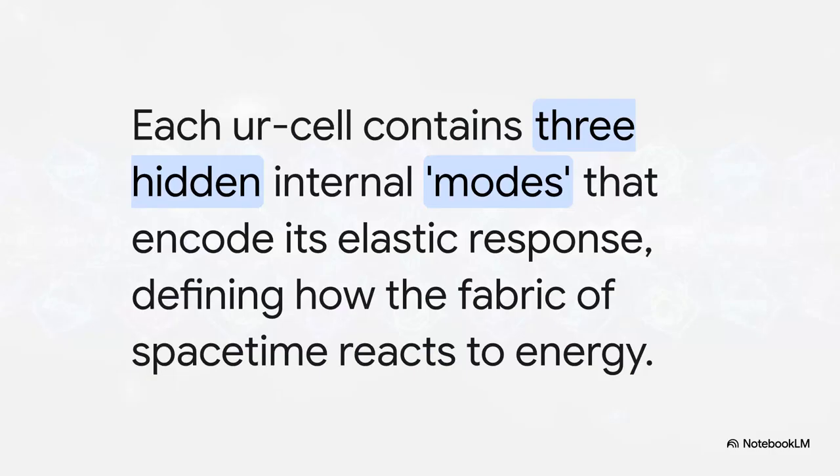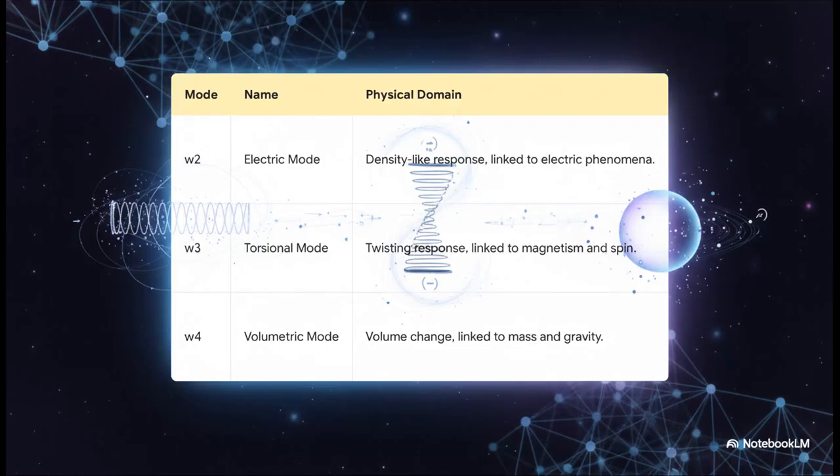So, according to the MMU, a cell isn't just some static point in a grid. Nope, it has its own internal dynamics. There are three hidden ways it can move or deform. These are called its internal modes, and they basically define how the fabric of spacetime reacts to energy. All right, let's break these down. They're labeled W2, W3, and W4.